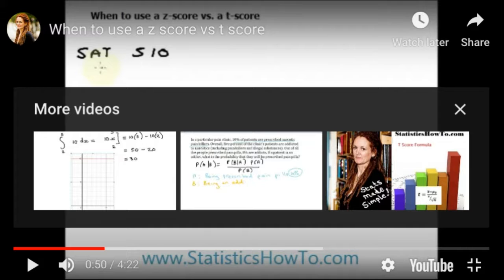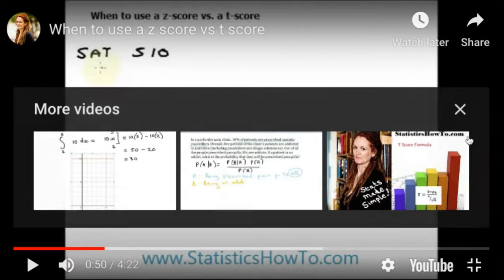So we have to get the standard deviation less than 30 to use the z-score? No, you have to have a sample of 30 or more and have the standard deviation of the population, John.